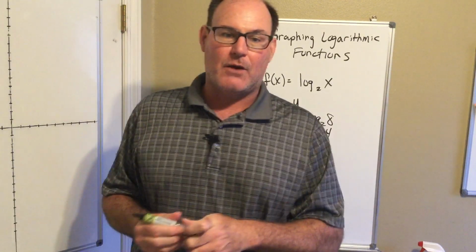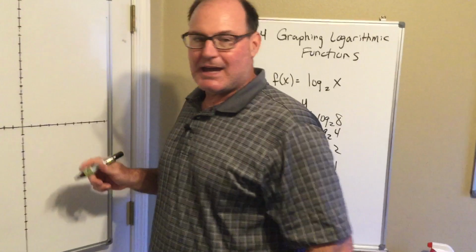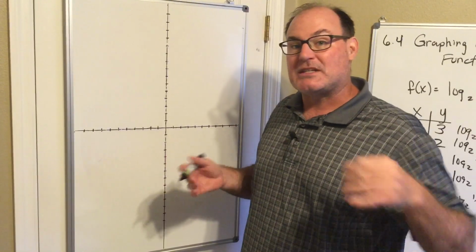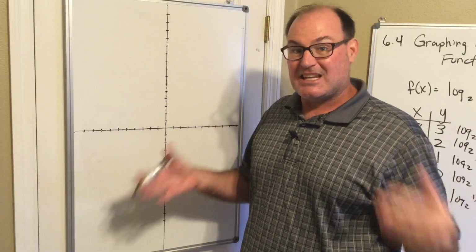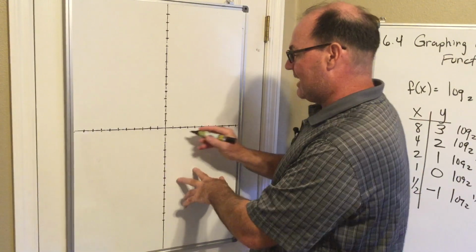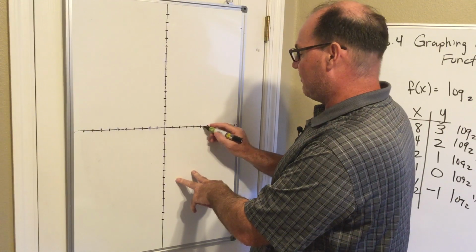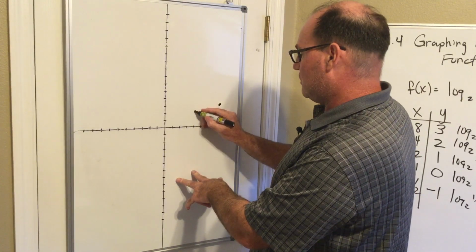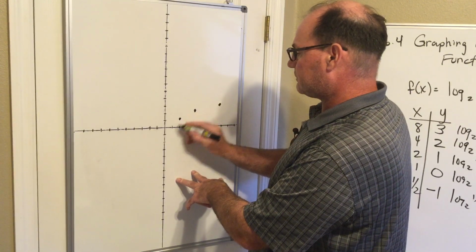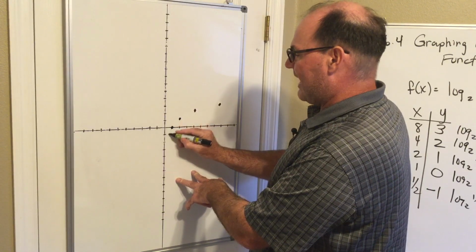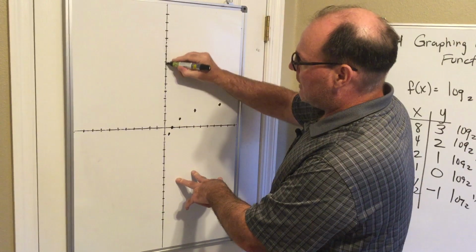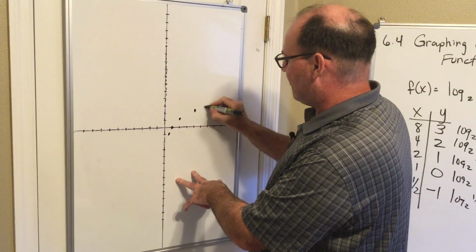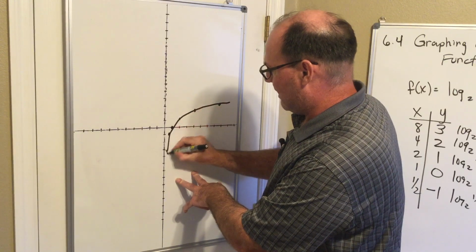So now I'm going to go ahead and graph these ordered pairs. It's going to look just like the graph that we did when we first started talking about the inverse of the exponential. You can rewatch that. So I'm going to go over 8, 1, 2, 3, 4, 5, 6, 7, 8, and then up 3. Then over 4, up 2. Over 2, up 1. Over 1, 0. Over a half, -1. Remember, I've got a vertical asymptote here of the y-axis. And so this is the graph of log base 2 of x.